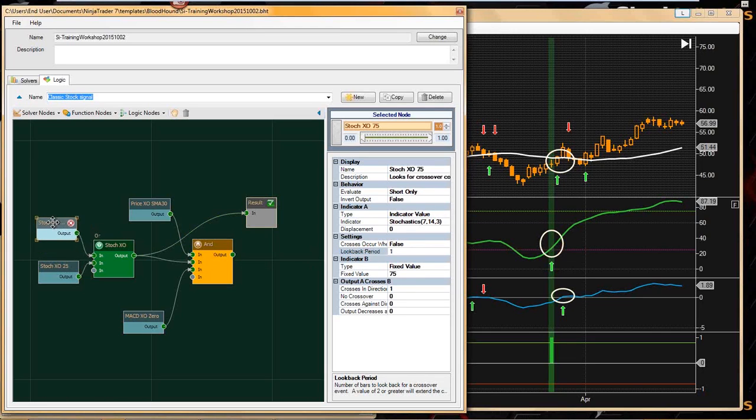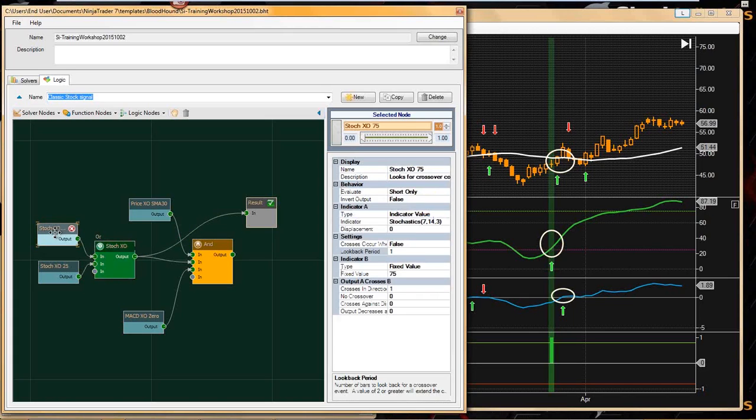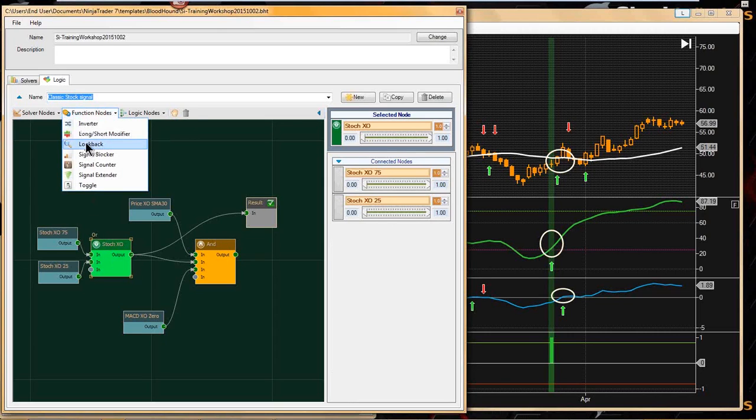But let's say one of these wasn't a crossover solver. Let's say it was something else, like one of these was a threshold solver going into a logic node. Well, some of the other solvers don't have this lookback period. So typically, after a logic node, like this OR node, or after an AND node, if you need to extend the signals coming out of this OR node, typically you'll need to use this lookback function node.